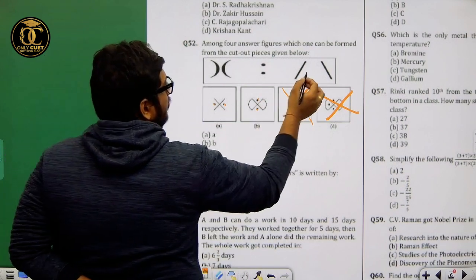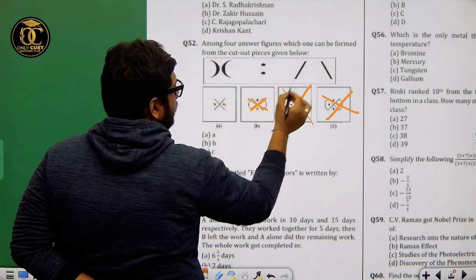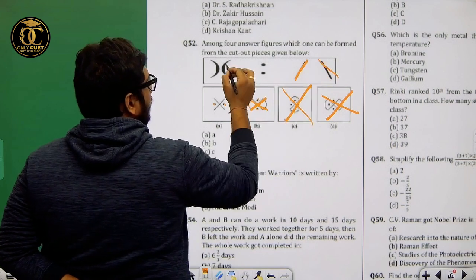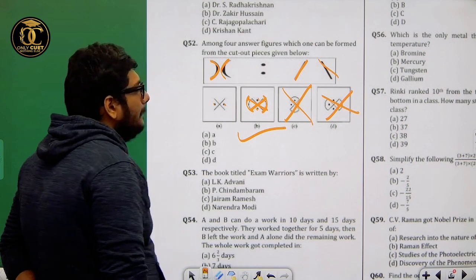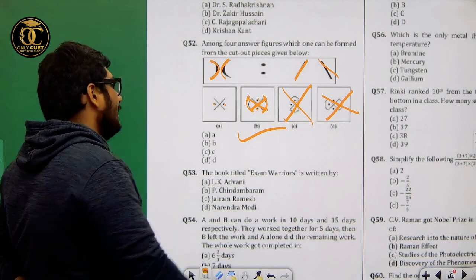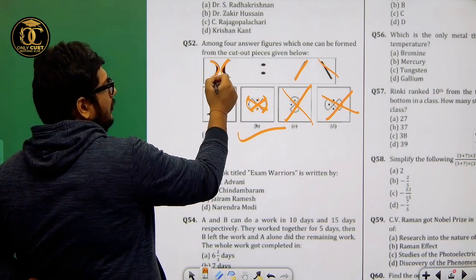Correct? So now this, there, this is there. And then one this, one this, one this, one. Even A can be formed, but B is more correct because we are using these 2 as well.